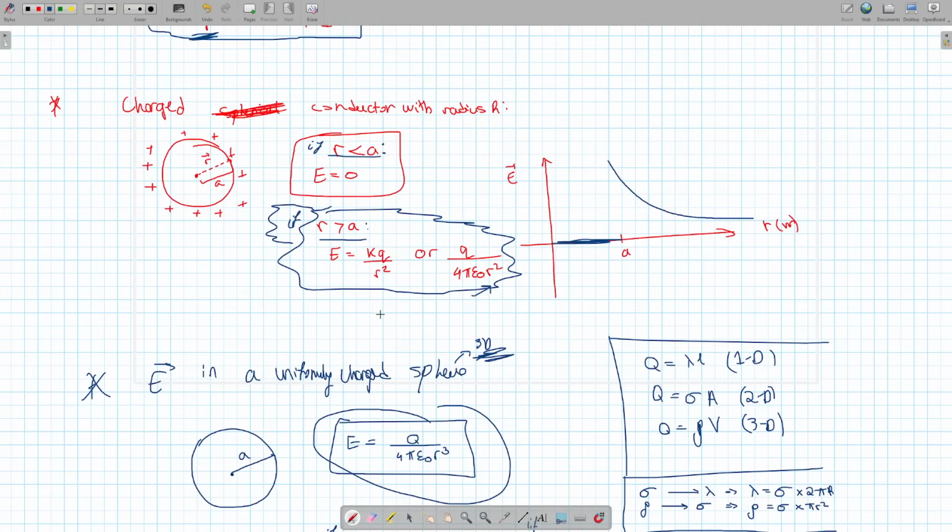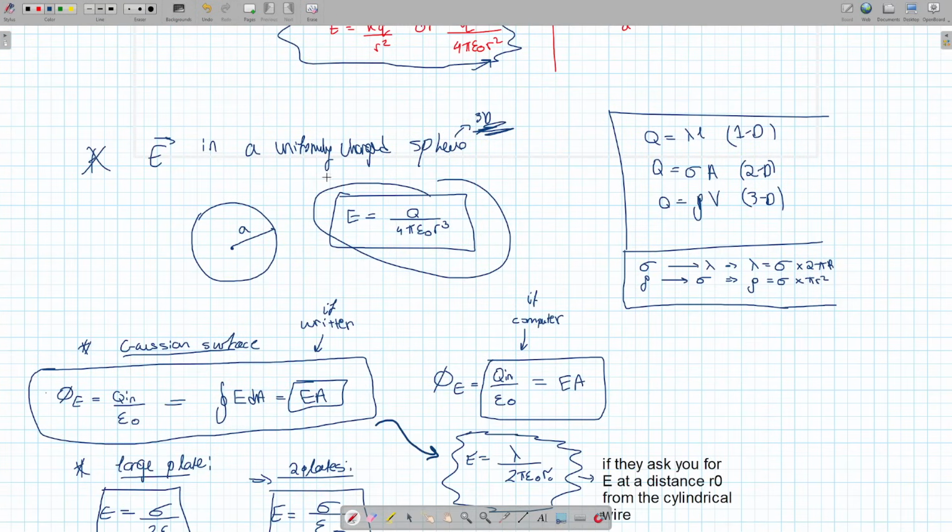All right, now charged conductor with radius a. Same thing, but you need to know that if the distance r is less than a, so you're inside, then your electric field will be 0. You'll only get an electric field after a, when you're on the outside. So how will the graph look? Because they're going to ask you this in the written part most probably. This is how the graph will look. From 0 to a, since you're below a, your electric field will be 0. Then after it, it's just going to be an inverse square.